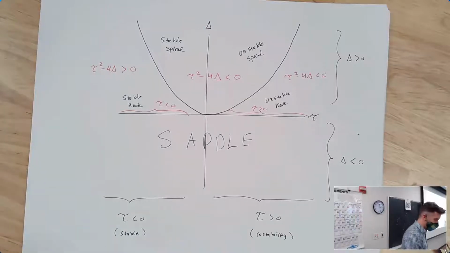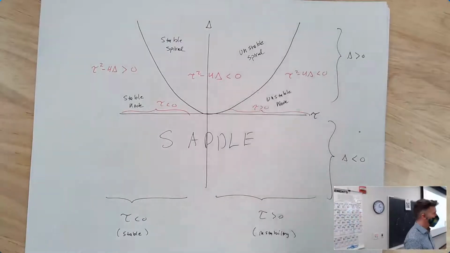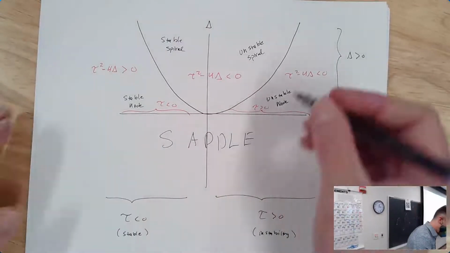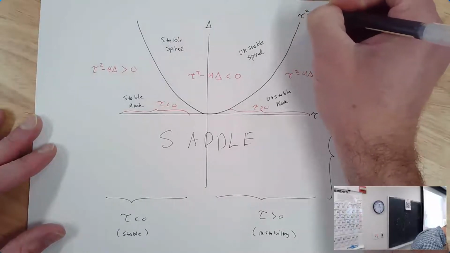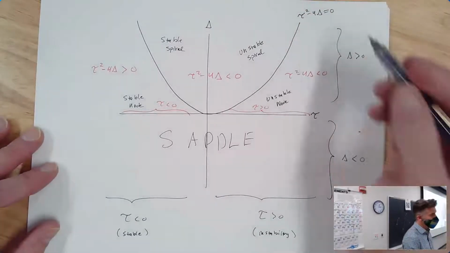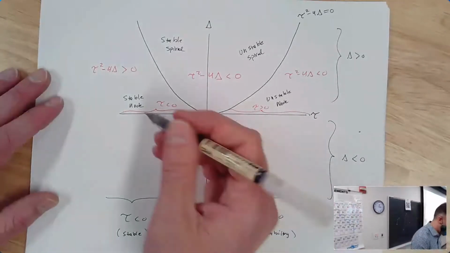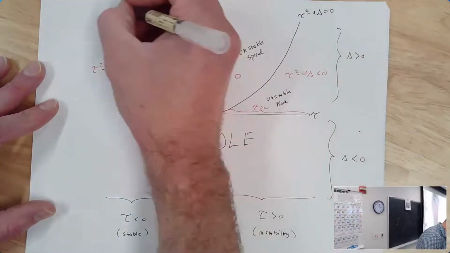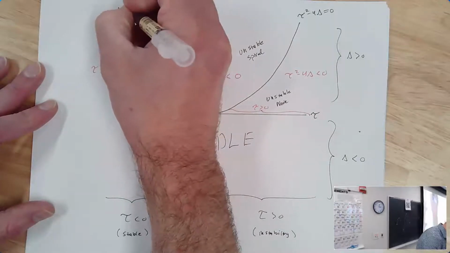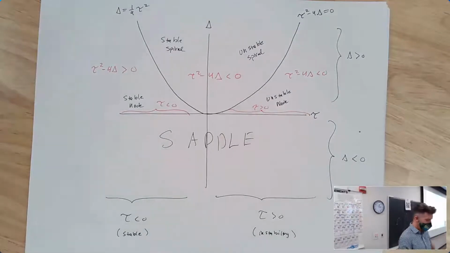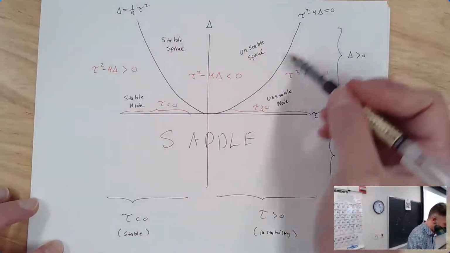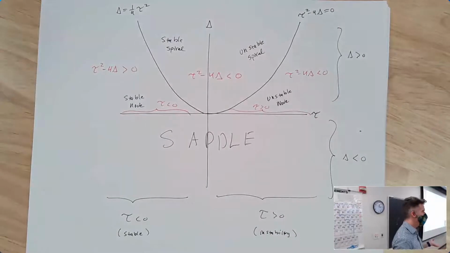Yeah. What does the parabola represent? The parabola is the curve where we change from stability to instability. So this parabola is the equation tau squared minus 4 delta equals 0. Although in the textbook, they like to solve for delta, and they say that delta equals 1/4 tau squared. It's the same thing. And on the parabola, I feel like they don't actually talk about what that means.